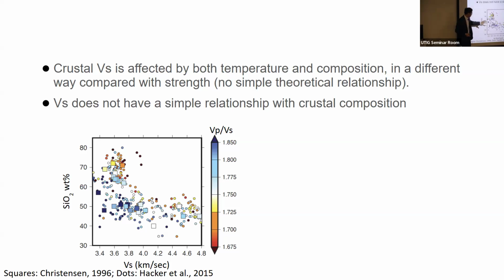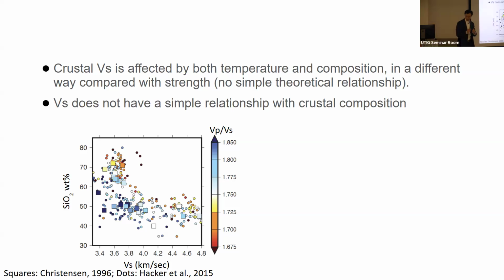Because this is a plot. Here are individual crustal rock samples measured in the lab to get the silica content. This is a major oxide that you use to do the first-order categorization of your crustal rock, right? If a rock is felsic or mafic is determined by the silica content. Plotted horizontally with shear velocity, color-coded by the VPVS ratio.